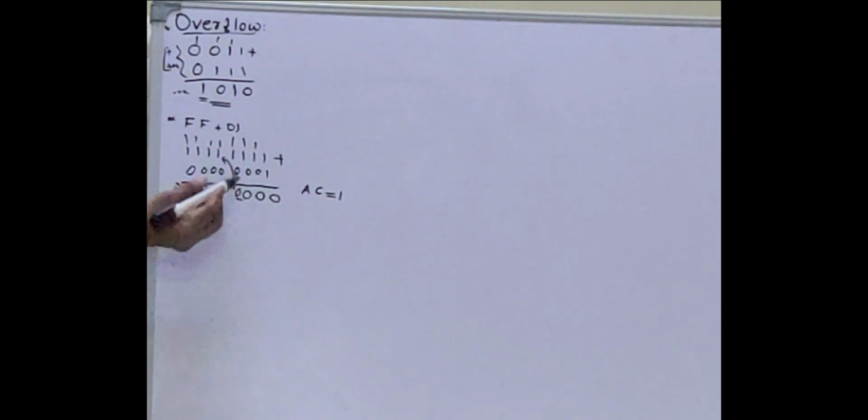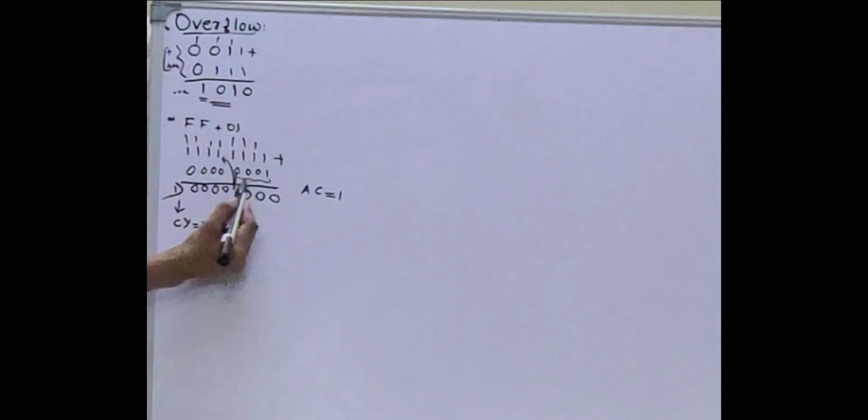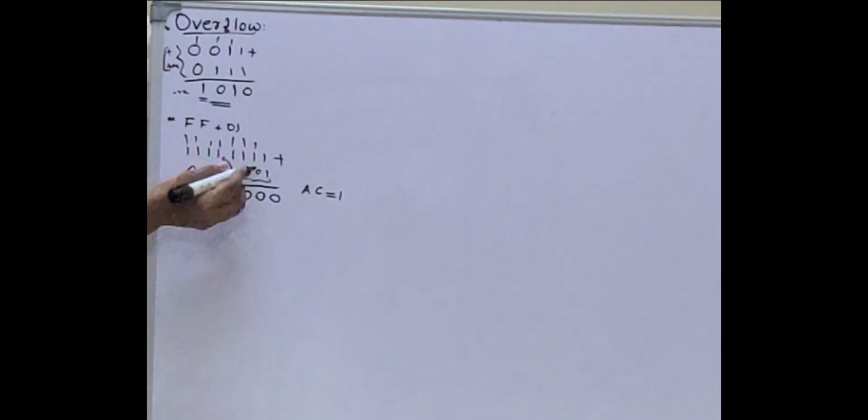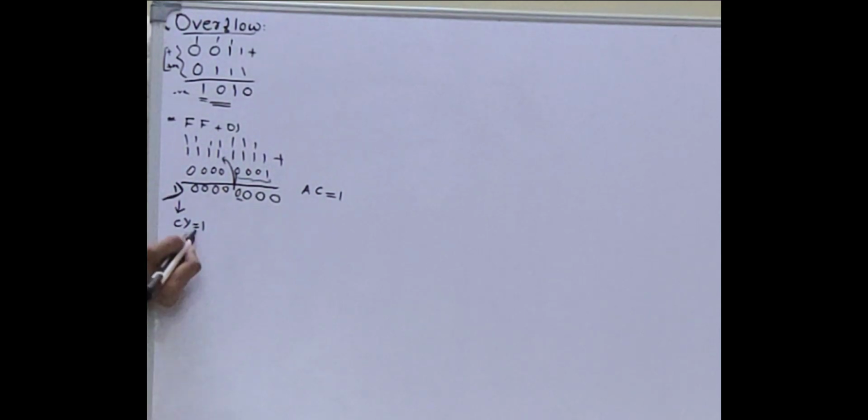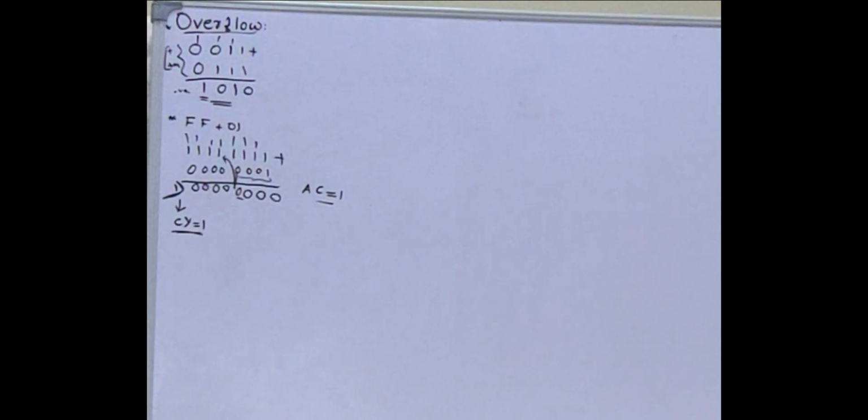Auxiliary carry means the carry is forwarded from one nibble to another nibble. Nibble means 4 bits. From one nibble to another nibble, then the auxiliary carry is set. Carry means if after addition we get a carry, then the carry bit will be set to 1. If there is no carry, then the carry bit is set to 0. That's about auxiliary carry, carry bit and also overflow. Okay, now we can discuss a problem based on this.